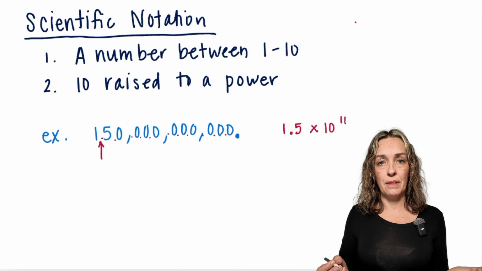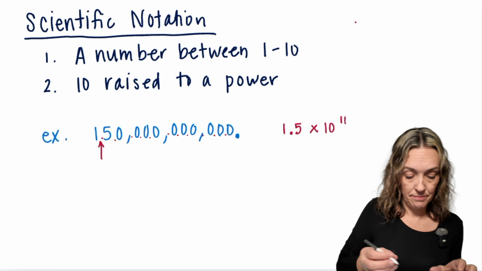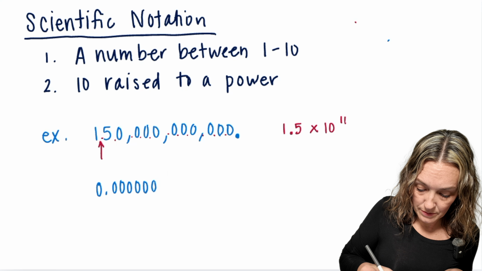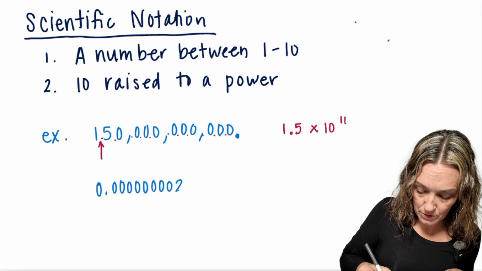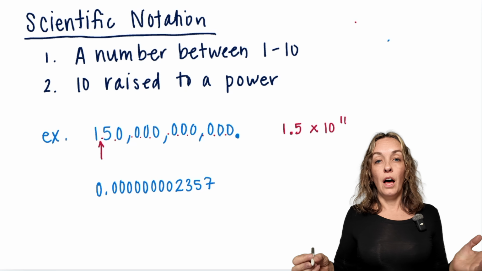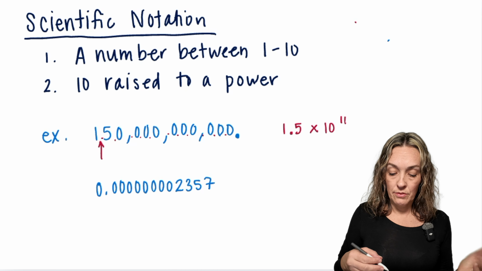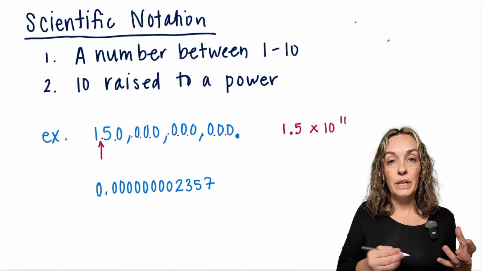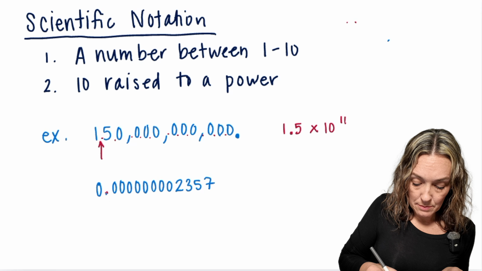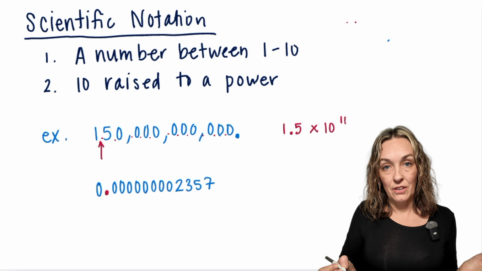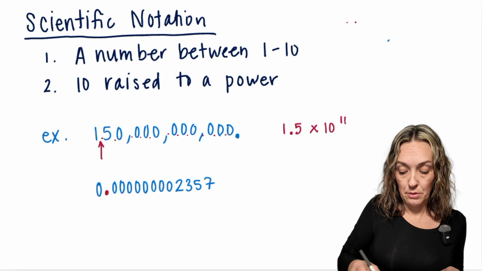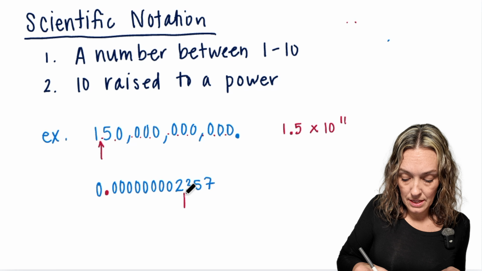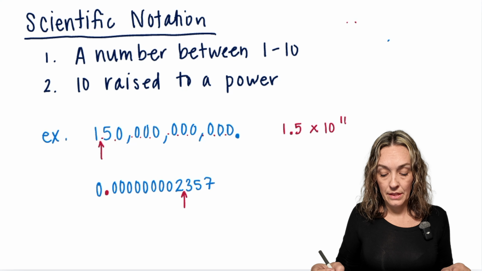Let's take a look at the same thing, but this time with a really small number. This time, we have 0.000000235. If we want to take this number and convert it to scientific notation, we're going to do the same thing. We're going to find the decimal. This time it's a little bit easier because it's already written there for us. Then we're going to move that decimal to a place that gives us a number between 1 and 10. This time I'm going to put it between the 2 and the 3.